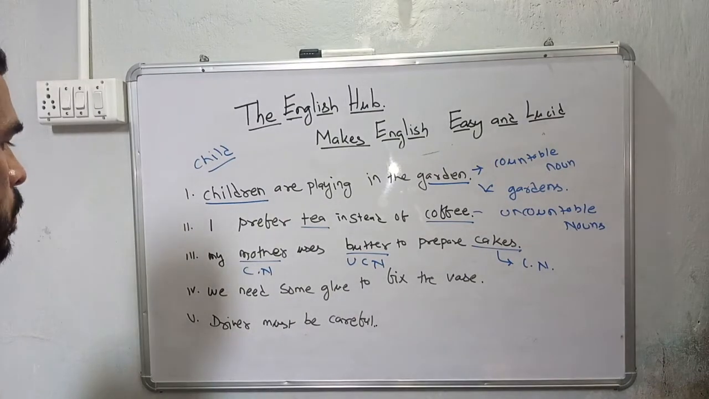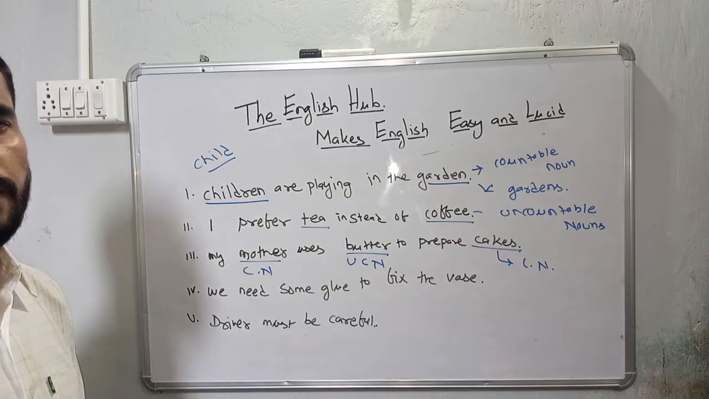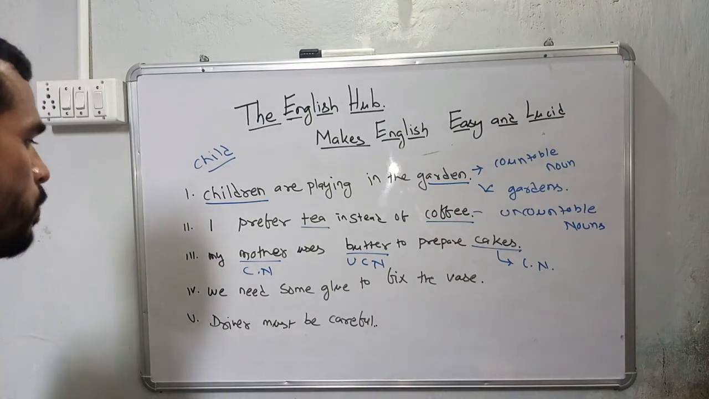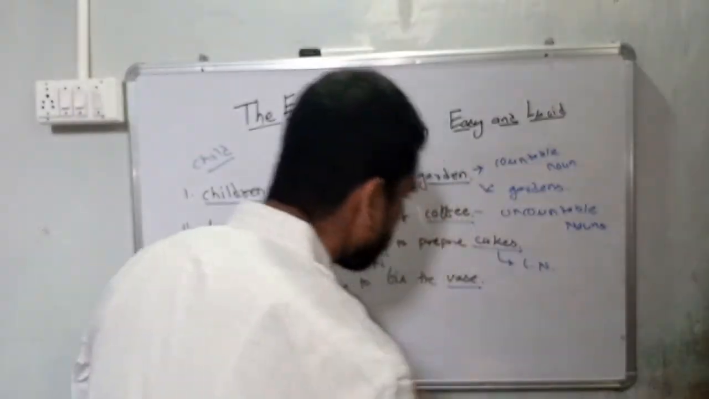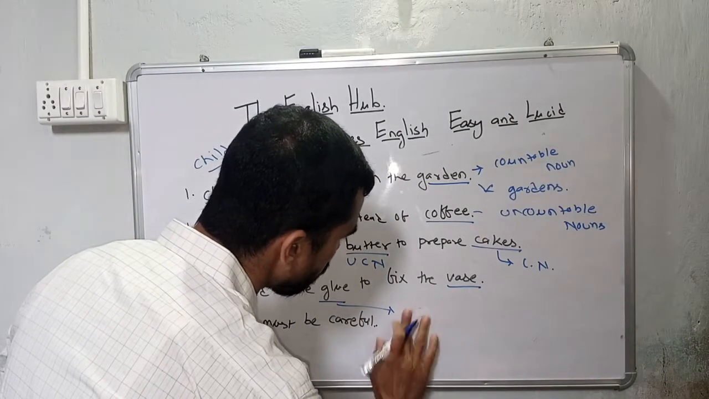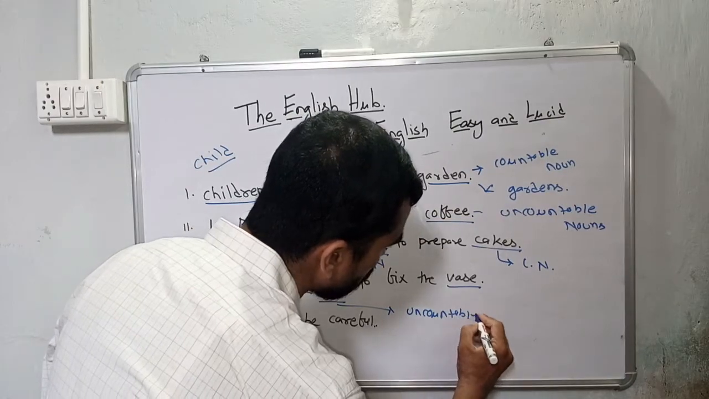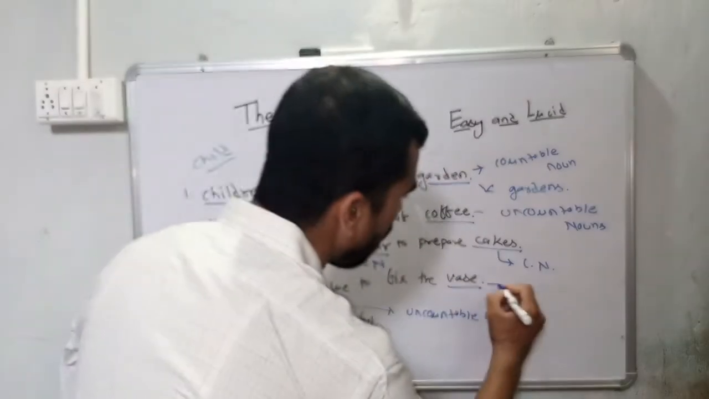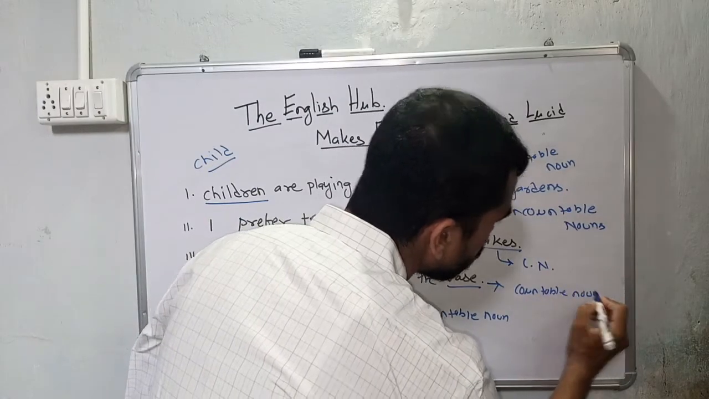Okay. The fourth sentence is: we need some glue to fix the vase. How many nouns are there? There are two nouns. One is glue, another one is vase. Glue is uncountable noun. And vase is countable noun.